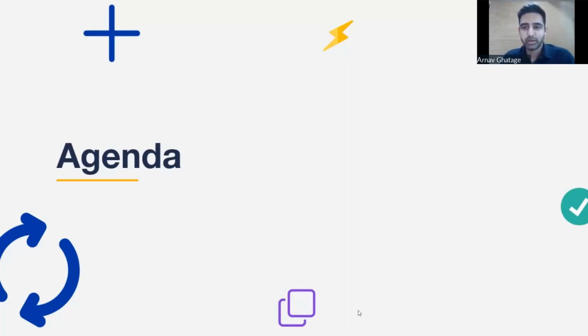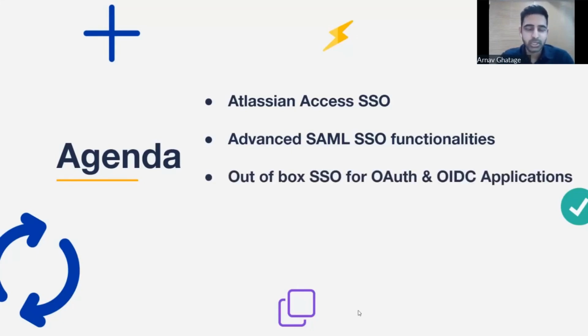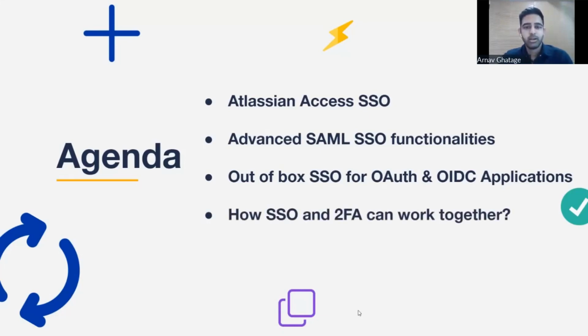So here's the agenda for today. We'll be covering quite a few topics actually. To start with, we'll be covering what Atlassian Access SSO is. We'll just give you a brief. What advanced SAML SSO functionalities miniOrange will be providing. Our out-of-box SSO for OAuth and OIDC applications. And also how single sign-on and 2FA can work together. Stay until the end because we have a very interesting offer for you.